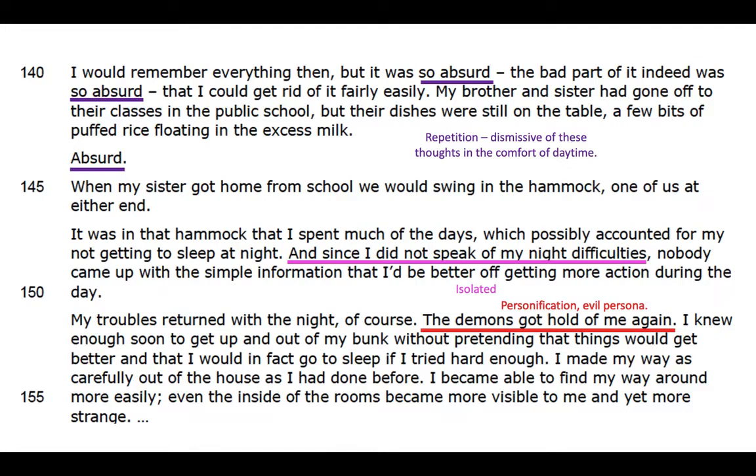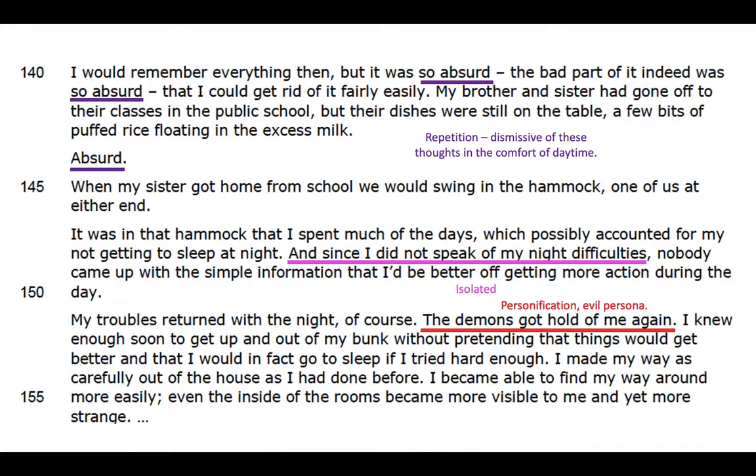And then in the daytime, she three times describes her thoughts as absurd. And so the repetition highlights the security she has in the comfort of daytime and how dismissive she can be of the thoughts. I don't know if you've ever been scared of something, or something's happened in the night and it's really scared you, but you think about it in the day and it's no longer scary.